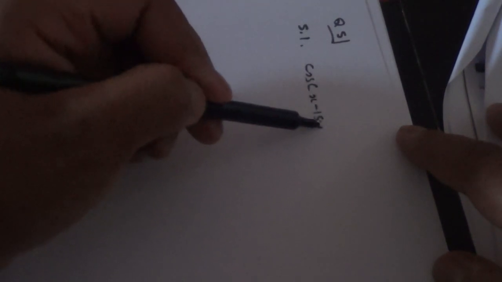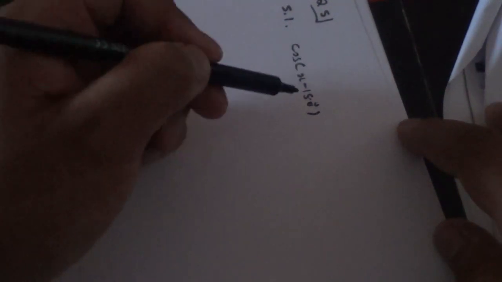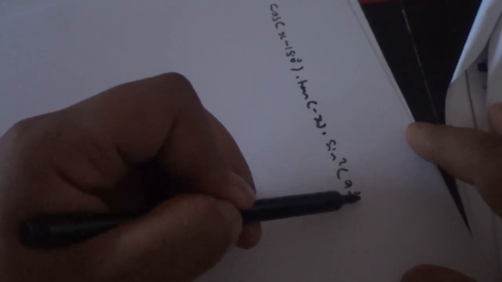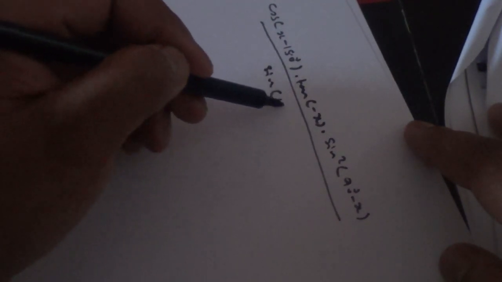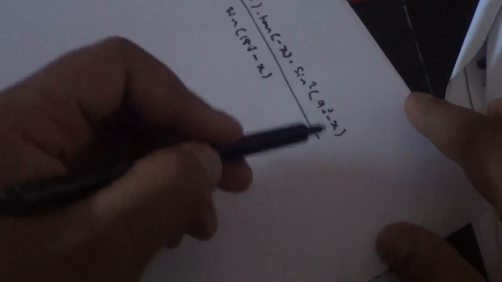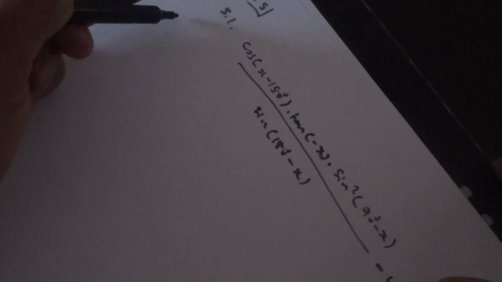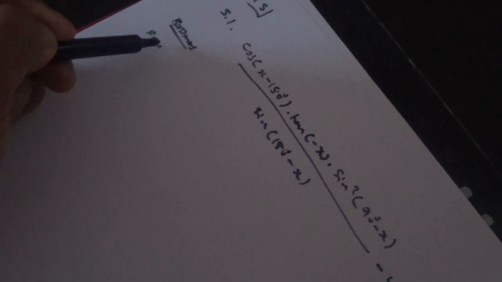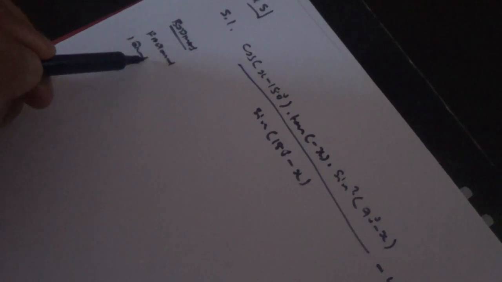have had enough practice of these from grade 11, so there's no point in losing marks here. Cos of x minus 18 degrees, okay, times tan of minus x times sine squared of 90 degrees minus x, all of that divided by sine of 180 degrees minus x, then of course all of that minus 4 cos squared x. Okay, so you know how we deal with this one. We just go for BODMAS. So you know that you do BODMAS. And then as you continue working, you may need factorization. And then you may need identities. So these are just the three things you're going to need to solve this matter.